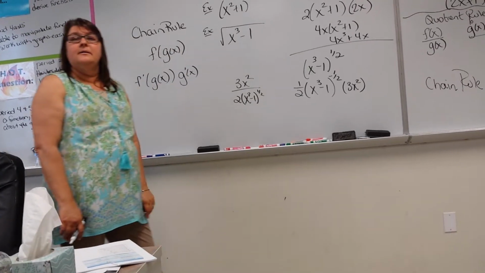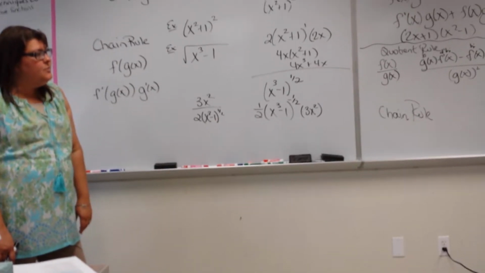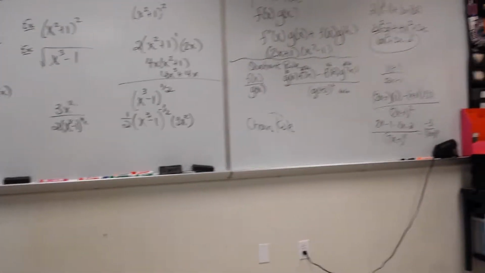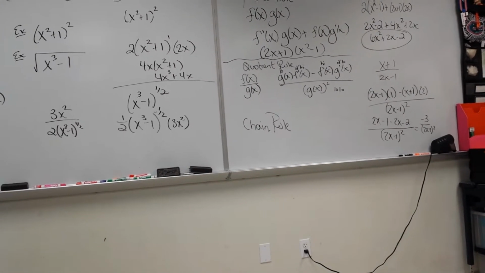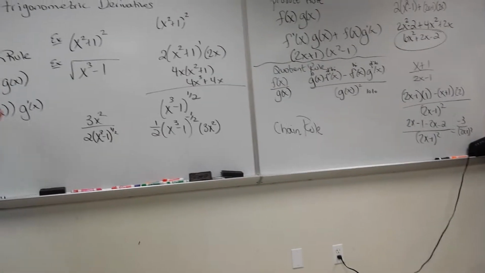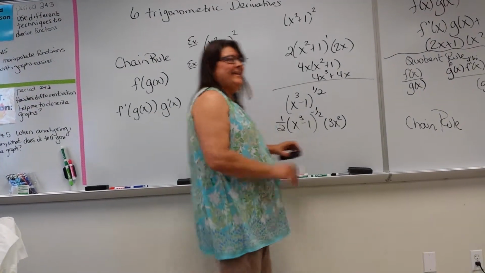Okay, so the question that Nick had earlier is how would we do the x plus 1 over 2x minus 1 with product and chain rule rather than quotient rule? Okay, so let's go ahead and do that. I'm going to erase this. Everybody good? Have I lost anybody?